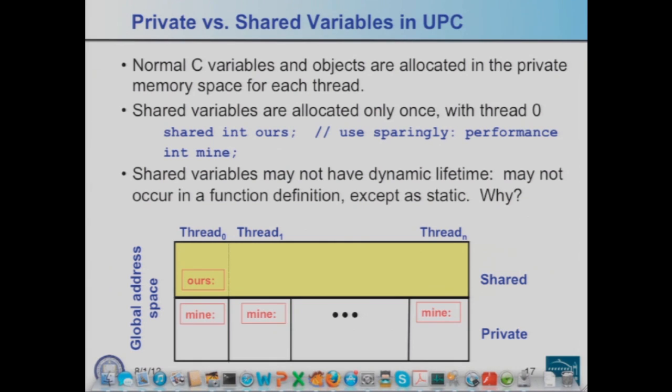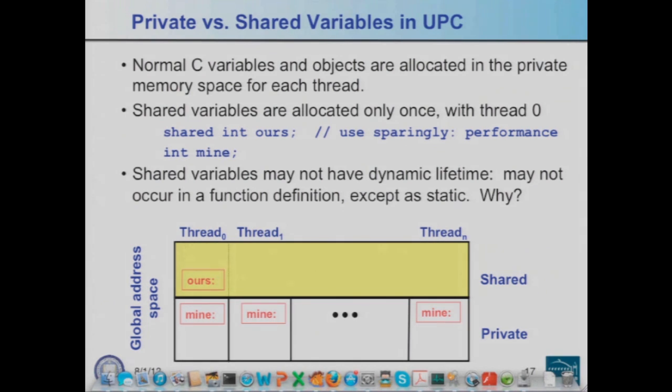The simplest way to declare something, and I'll just say right away, this is rarely what you want to do in a real high-performance UPC application, but is a good way to understand the sharing semantics, is you just declare another int, which is called ours, and it's shared. It goes on thread 0, so it has affinity to thread 0. It lives in that part of the address space over there, but it is visible to all of the other threads.